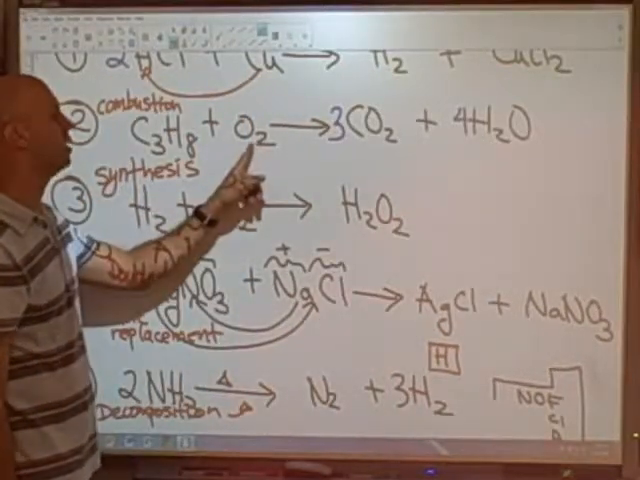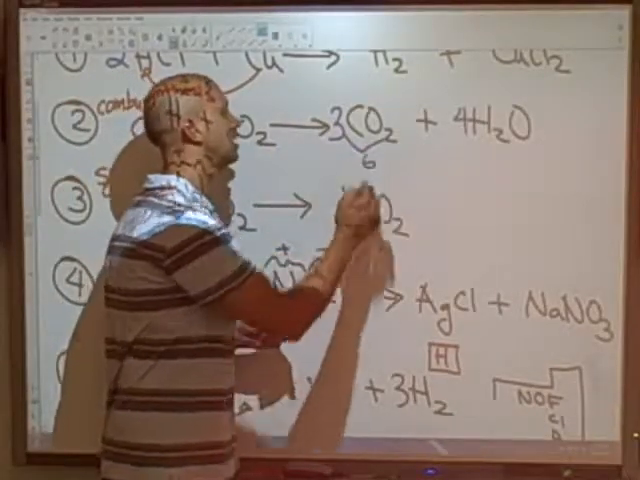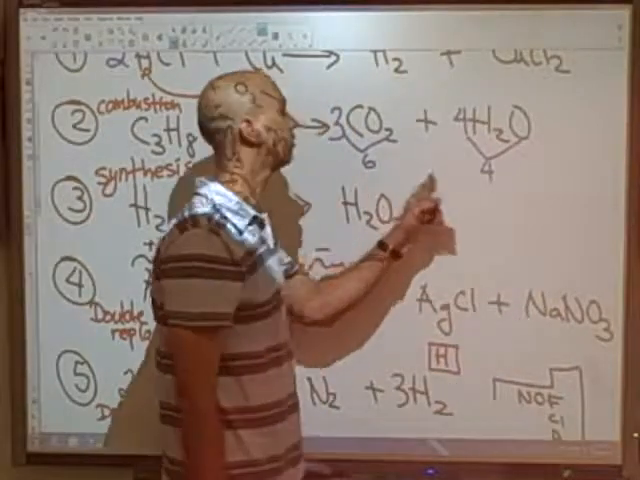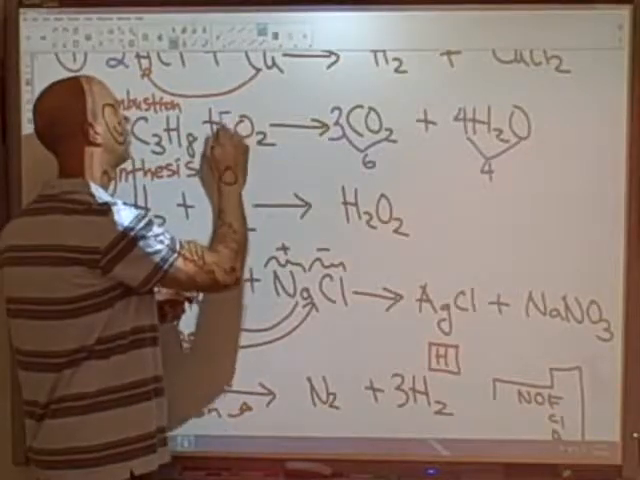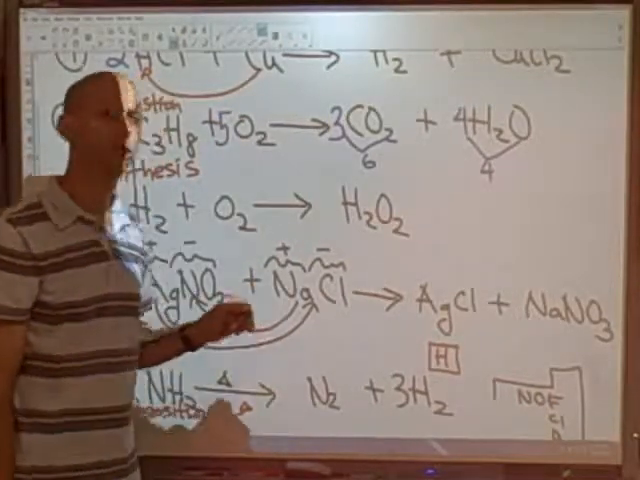Finally, I look at my oxygens. I've got 2 on this side, but I've got 2 times 3 is 6 there, plus 4 right here. 6 plus 4 equals 10. So over on this side, I'm going to put 5. So now I have 5 times 2 is 10. This is a balanced equation.